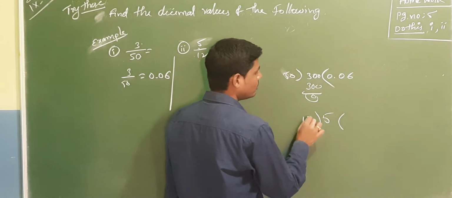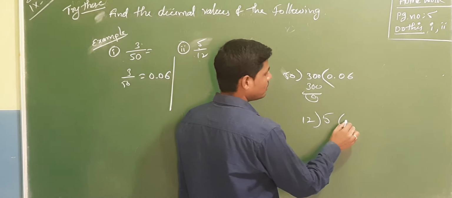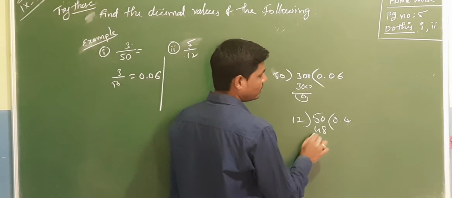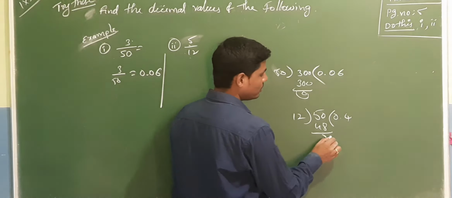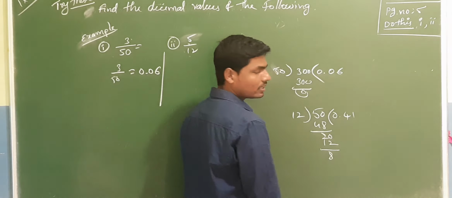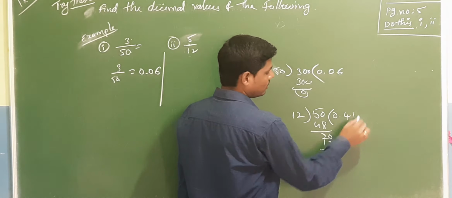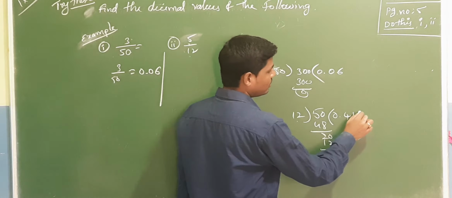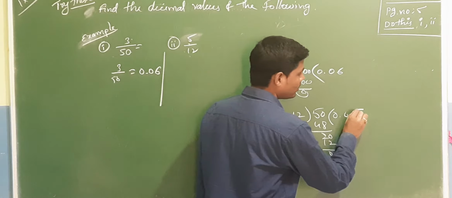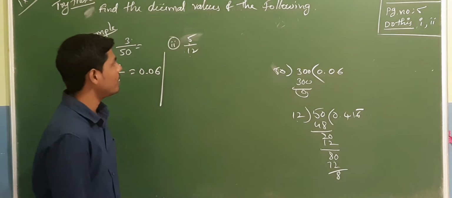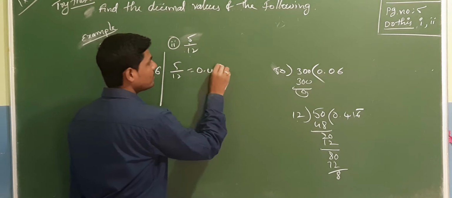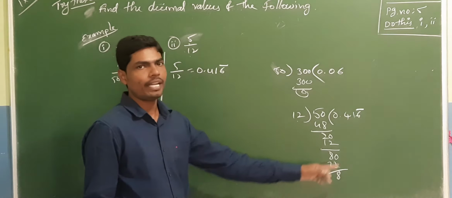5 divided by 12. So 12, 0.0. 12 4s are 48. You are getting remainder 2. 0. 12 1s are 12. You are getting remainder 8. And 0. 12 6s are 72. Yes, 8. 8 is repeating. So you are getting 0.41. 5 by 12 is equal to 0.416 bar. Why? Because the 6 only is repeating here always.